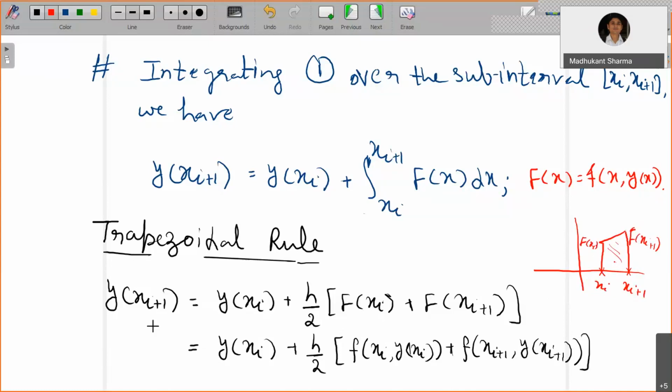Now this will be coming out as an implicit method. It's not explicit. If you look at the right hand side carefully, and look at this term.